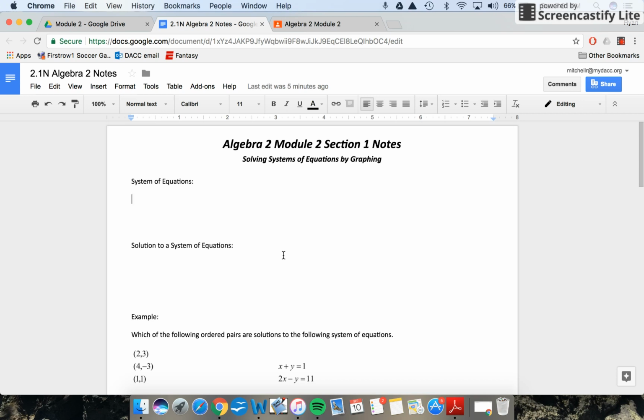Okay, in Algebra 2, Module 2, we're going to be talking about systems of equations. And particularly in Section 1, we're going to talk about solving systems of equations by graphing.